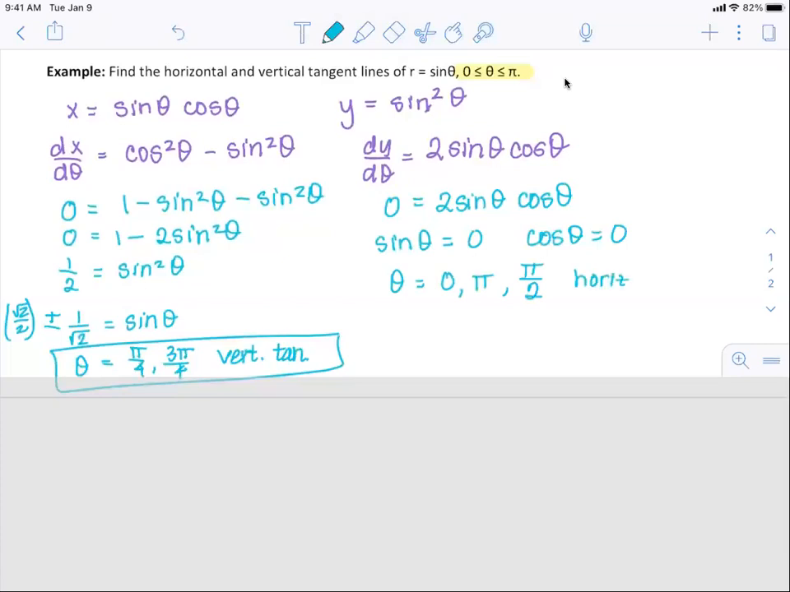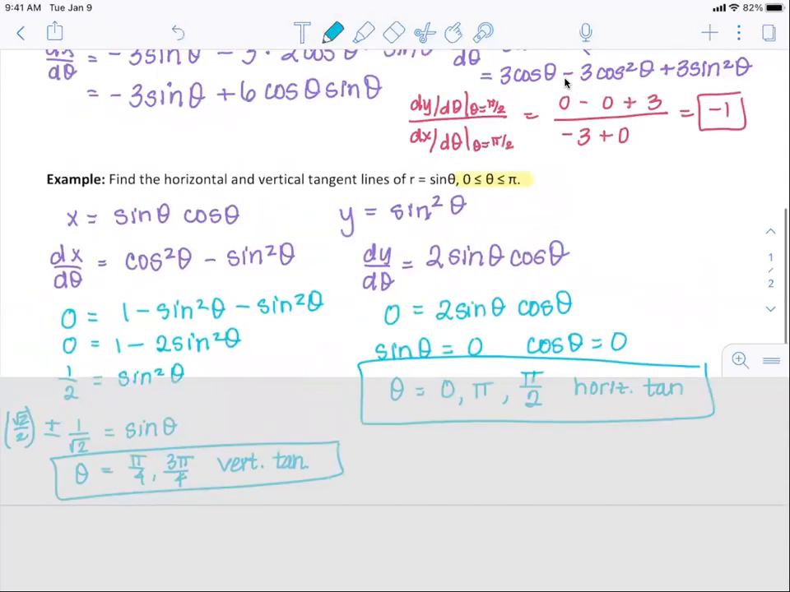Okay, so that's a little bit of a rundown with derivatives. We're going to practice this a lot more with some different activities over the next few days. But that is all you need to know for now.